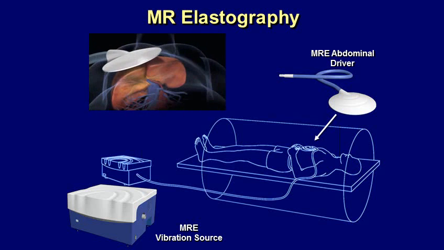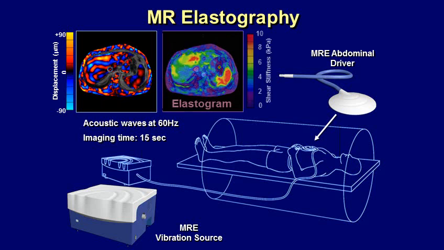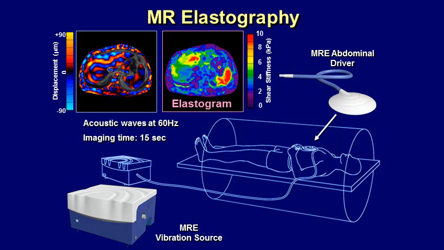MRE is performed by placing a special device for generating vibrations over the liver. This creates propagating mechanical waves in the liver. It's not uncomfortable. The scanner then acquires images of these propagating waves over a period of about 1 minute. The scanner then processes the wave information to generate cross-sectional images showing the stiffness of tissues as you see here.